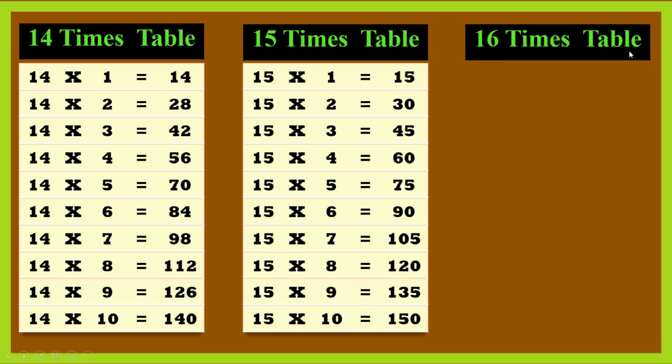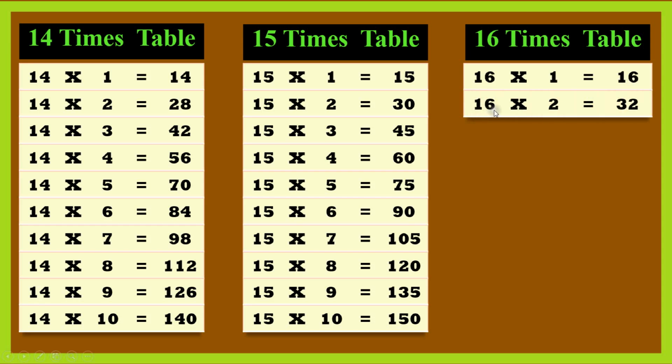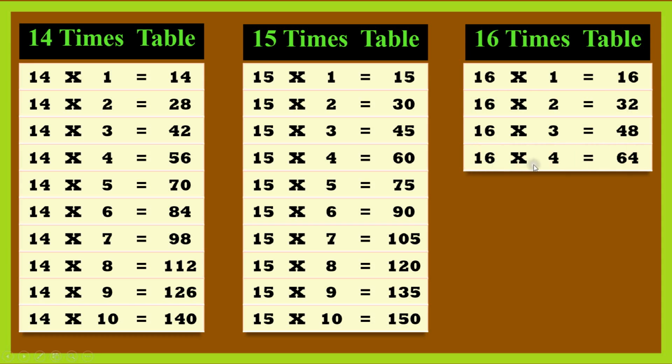16 times table. 16 times 1 is 16. 16 times 2 is 32. 16 times 3 is 48. 16 times 4 is 64. 16 times 5 is 80.